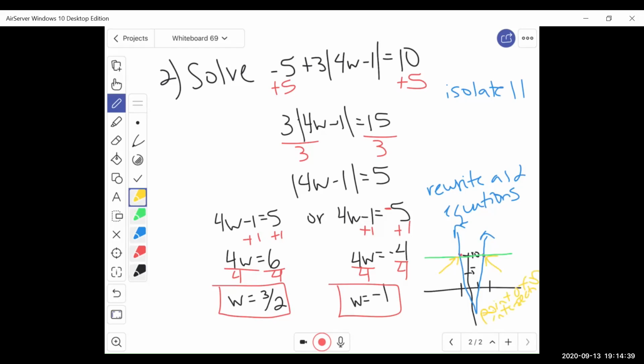So if you're having problems solving these algebraically, maybe you can graph it, desmos.com. Again, bookmark that on your Chromebook or computer, and you're finding the point of intersection, left side to right side.